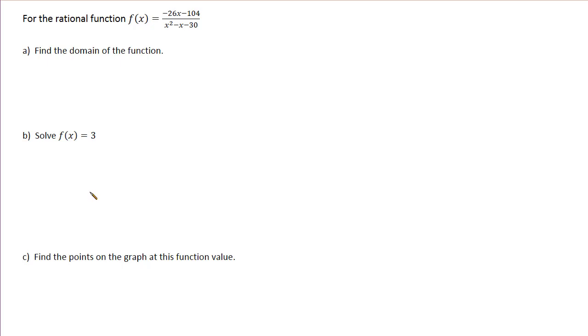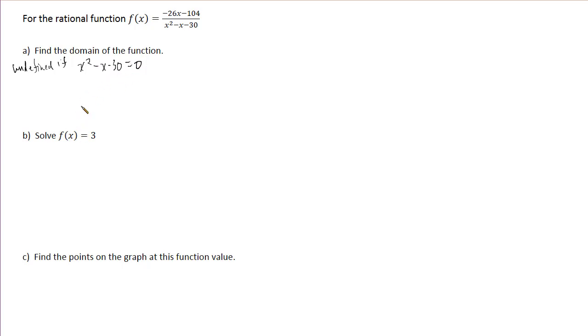For the rational function f of x equals negative 26x minus 104 over x squared minus x minus 30, find the domain of the function. All right, so this function will be undefined if the denominator, which in this case is x squared minus x minus 30, is equal to 0.